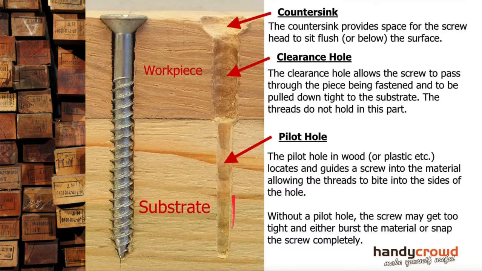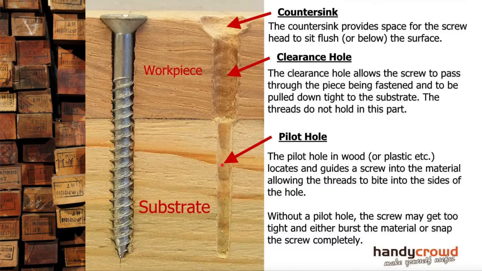We go down to the substrate, and that's where we've got the pilot hole. Now, the pilot hole is much smaller than the clearance hole, and you can see the amount of grip that that thread makes as it really cuts into and screws into the timber fibers there. Now, without pilot hole happening, chances are that you're going to split the material or snap the screw.